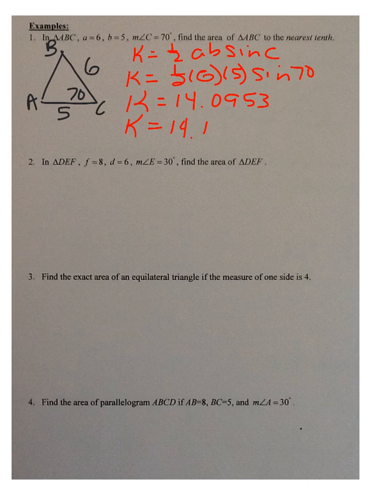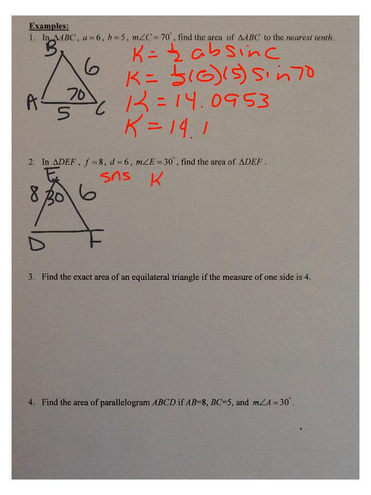All right, so number 2 says in triangle DEF, F is 8, D is 6, and angle E is 30. Find the area of triangle DEF. So let's draw a picture. So I have triangle DEF. F is 8, D is 6, and angle E is 30. So notice that I do have side angle side.